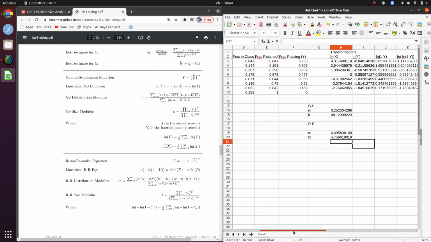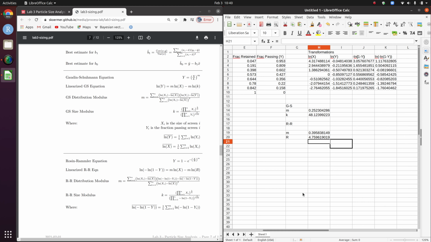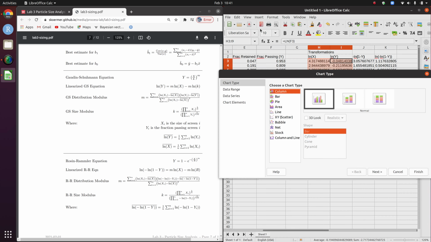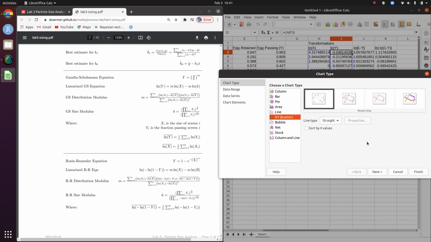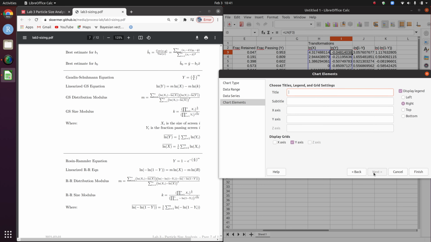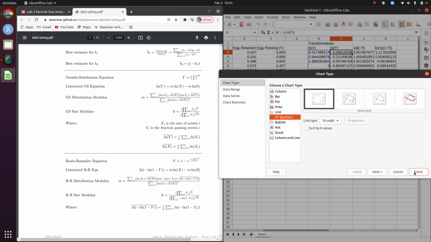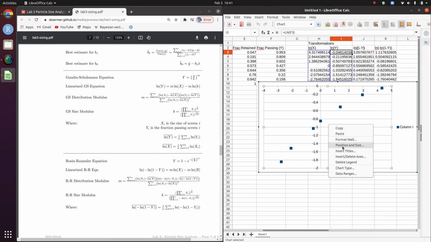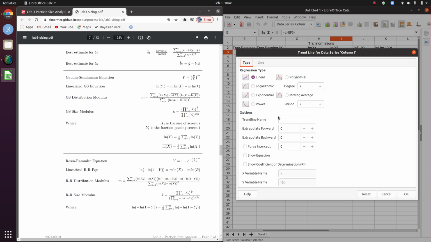Now, if you're worried about whether you typed in the equations right, one thing you could do is you could highlight the ln of x and the ln of y and make a chart. And these steps will be slightly different in Excel. I believe if you click on the points, insert trend line or something along those lines, you want a linear regression and show the equation.